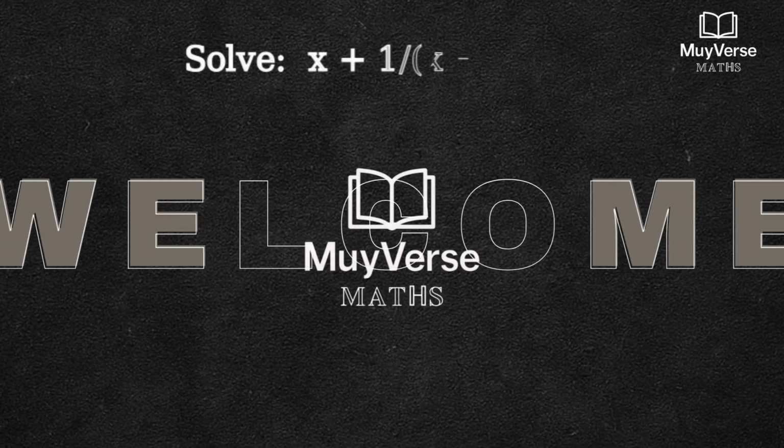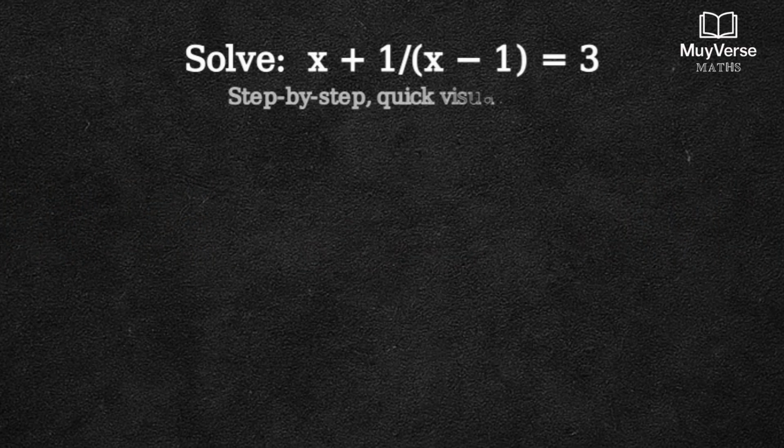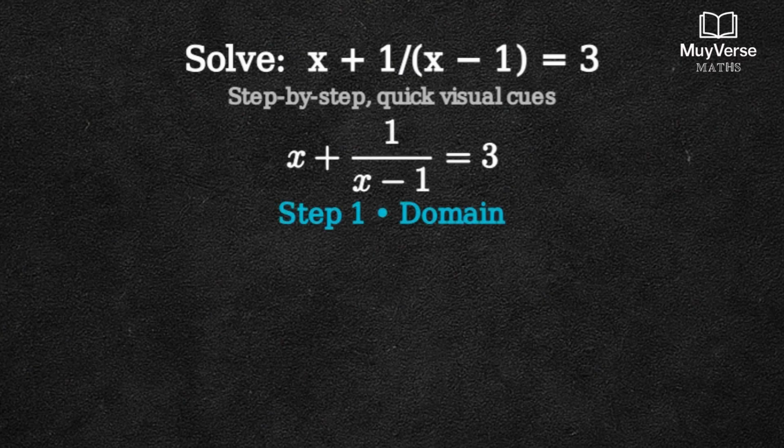We will solve the equation (x+1)/(x-1) = 3 using quick, clear steps with highlights for the key ideas. Step 1. Domain. The denominator x minus 1 cannot be 0, so x minus 1 is not equal to 0, which means x is not equal to 1.